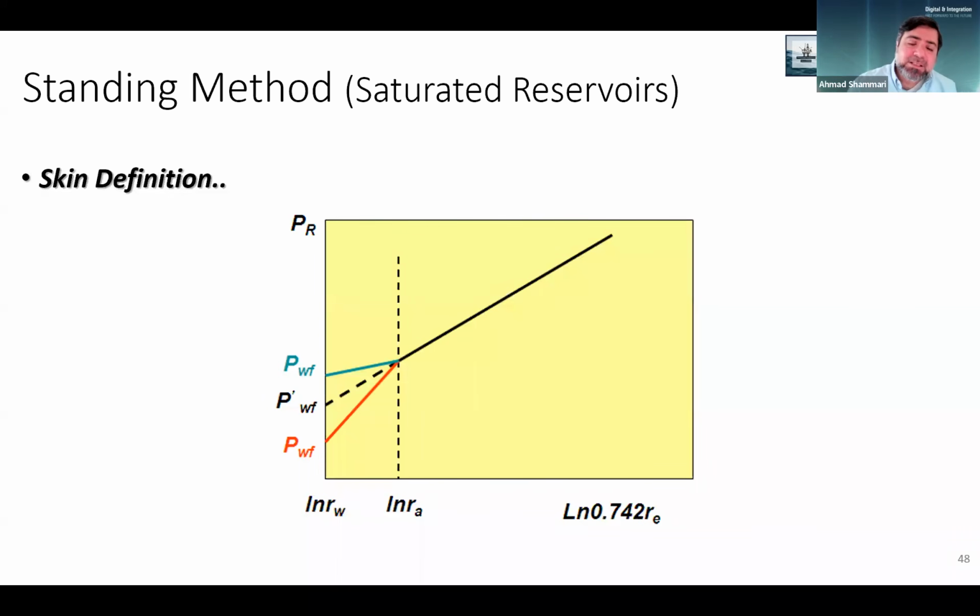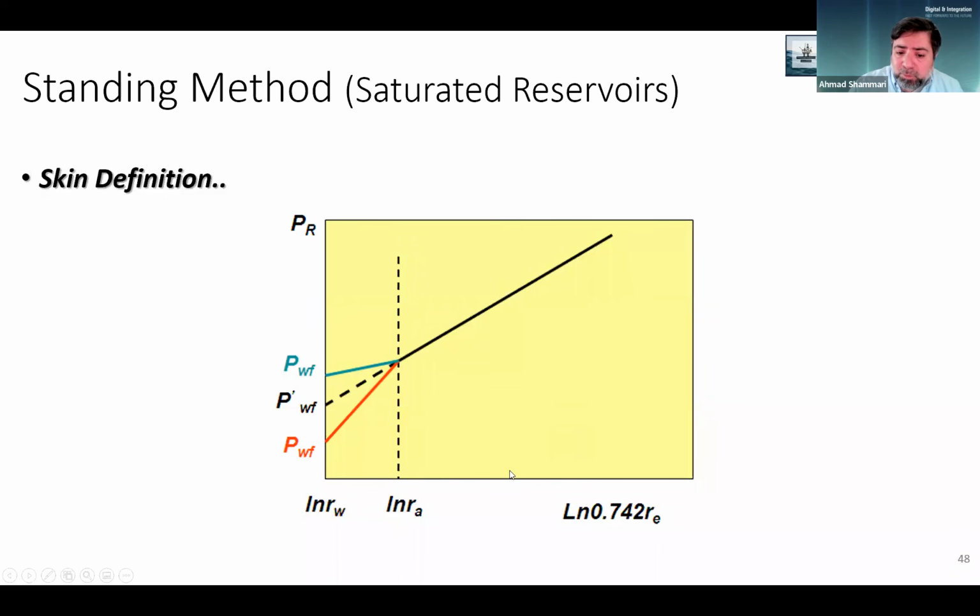So scientists started to evaluate this term, and then they found that, okay, what if we manage to make the pressure drop around the wellbore even less than the pressure drop in the reservoir? Then it becomes a good thing, right? This is what we do in stimulation or hydraulic fracturing, okay? Then it becomes a negative skin. What is the negative skin? It is this green line.